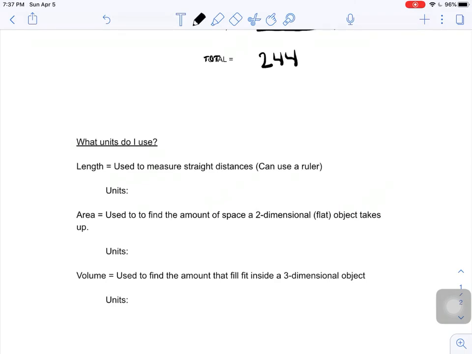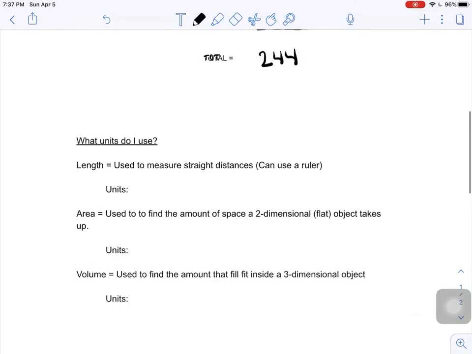We actually have 3 different types of units that we use when we're calculating things. So we have length units. Length units are what we use to measure straight distances. A good way to think about it is, is it a length unit? If it's something you can measure with a ruler or a tape measure, it's a length unit. So the units are just going to be whatever the regular units are. If you're measuring in inches, then your units would be inches. If you're measuring in feet, your units would be feet.